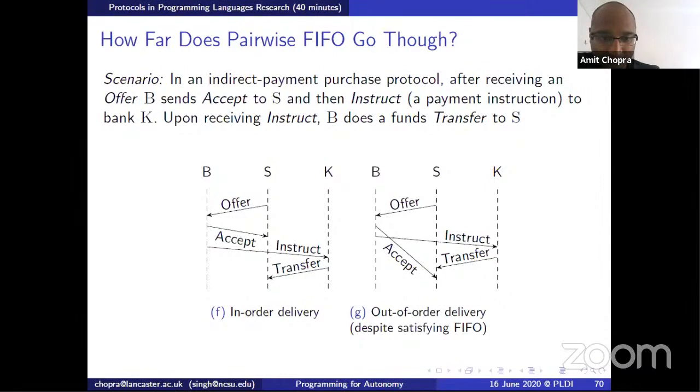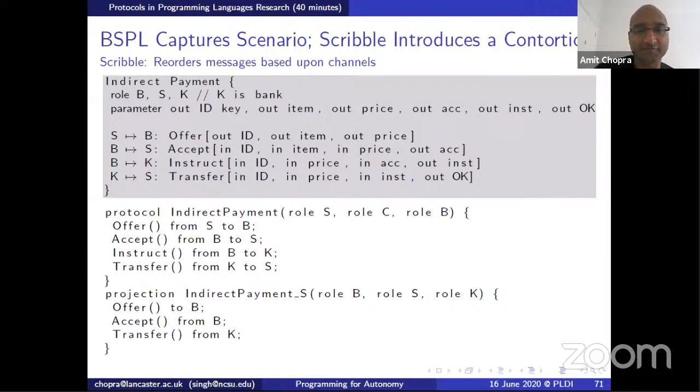But even if you had FIFO, the enactment in G could still obtain. What happens here is at the seller, the transfer arrives before the accept. Even if you had FIFO, this could happen because they're on different channels, between the buyer and seller and between the seller and bank. So can you write a protocol that captures both these enactments? They're perfectly fine. G is just the result of asynchrony. Messages arrive in different orders. So can you write a protocol that supports both these enactments? In BSPL, it's straightforward to do so. Again, the reason being that BSPL does not constrain when an agent should see a message. Anytime is fine.